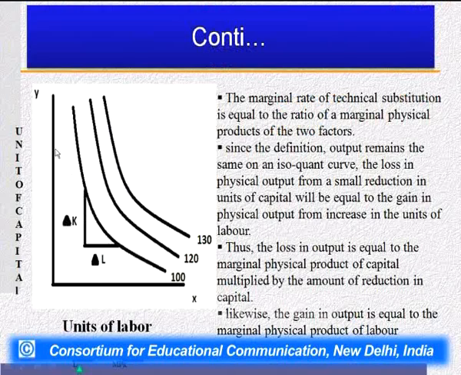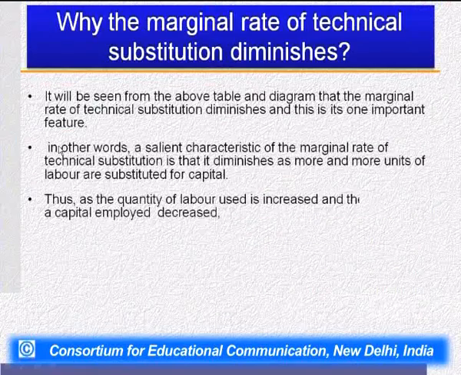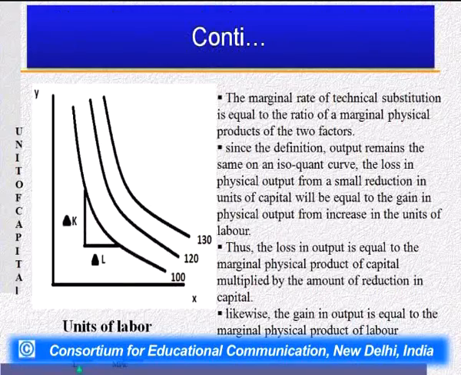When we talked about the third isoquant curve, where the capital comes in the form of... you increased capital in the form of the third isoquant curve, now you can see the capital here and the unit of labor is also increased. When both the variables are increased, then you definitely get more output, or the output is different from the previous one. So here the gain in output is equal to the marginal physical product of labor multiplied by the increase in labor.